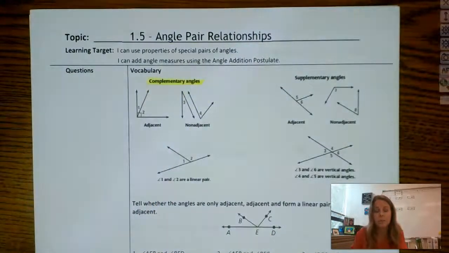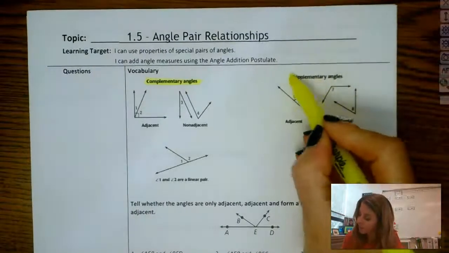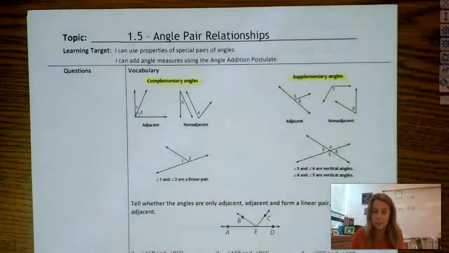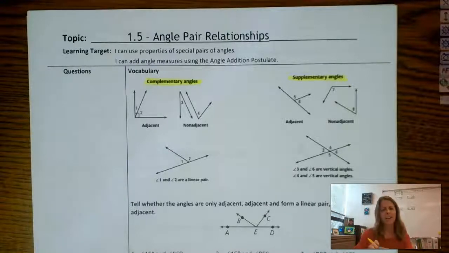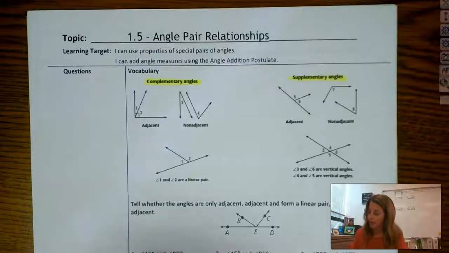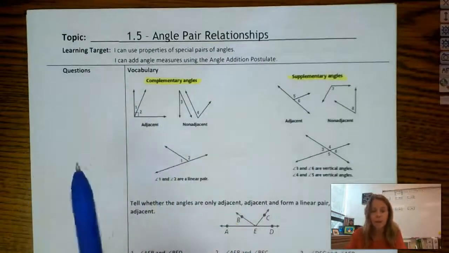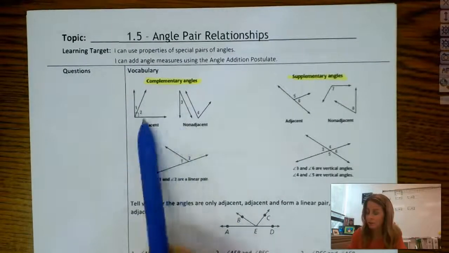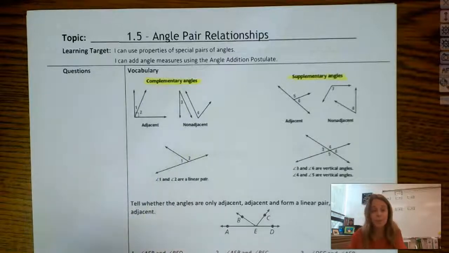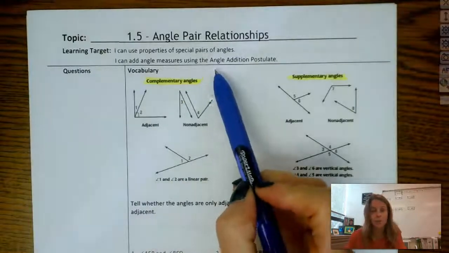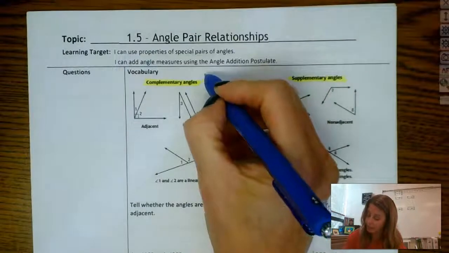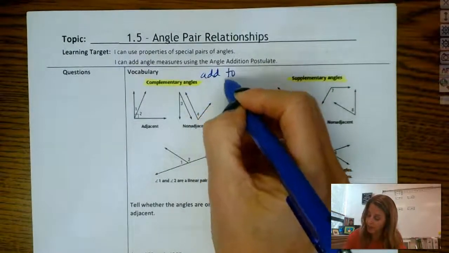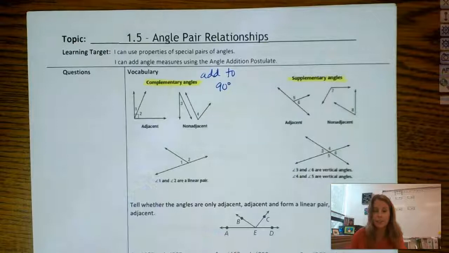Complementary angles is the first one. Supplementary angles is the second one. And I'll kind of highlight as we go. Okay, complementary angles. There are two types of descriptions or pictures that could represent this. We'll add a small definition here. Complementary angles are angles that add up to 90. So I'll just jot down add to 90 degrees.